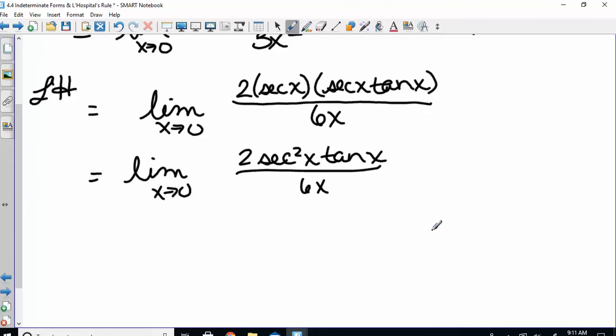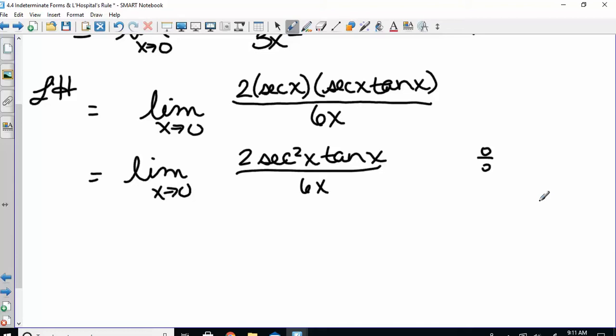All right, does this help me? If I plug in 0, secant of 0 is 1, tangent of 0 is 0. So the top is 0, the bottom 0. It's not so great, is it? If we keep doing L'Hopital's, what's going to happen? Is it going to get prettier? No, we're going to have to do a product rule. It's going to get really ugly.